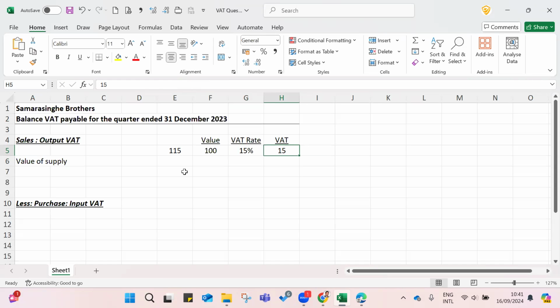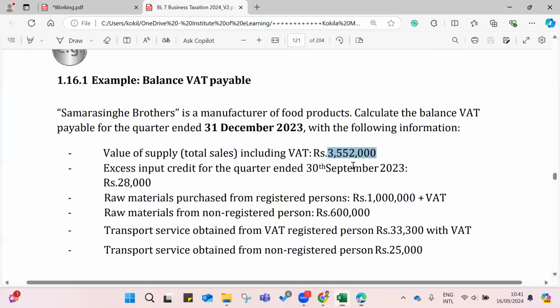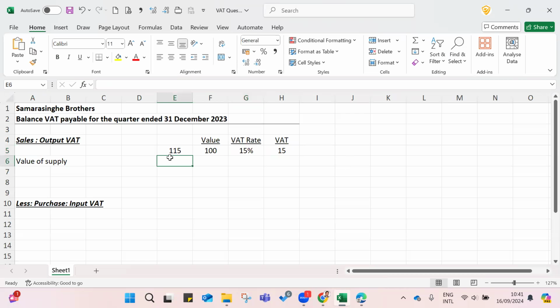You need to create your mindset for how to allocate each component of the figure. 115 is how much? 100 is how much? 15% is the applicable rate and what is the 15, right? In the given question, it says 3,552 is the 115 inclusive amount. Here, VAT inclusive figure, right? Inclusive figure.